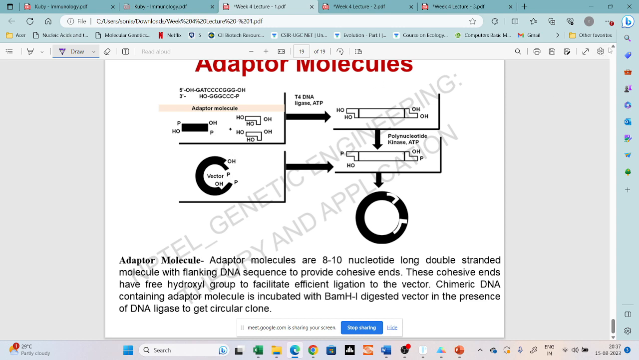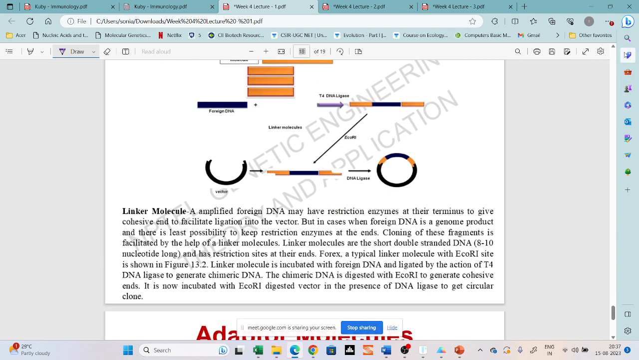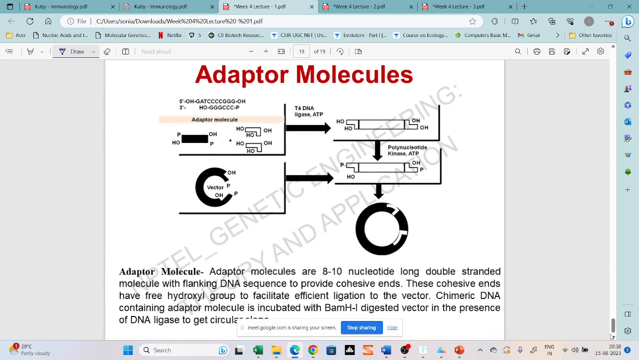Whereas in linker molecules, this is your foreign DNA and this is your linker molecule that you have added. These are the two linker molecules, added on both sides. When you add them and then treat with EcoR1, it will produce sticky ends. But the problem with linker molecules is that if the site for EcoR1 is also present somewhere in the middle of the insert, then your insert can also get fragmented. Therefore you can use adapter molecules which are already sticky ended. You just have to ligate it and that's it.